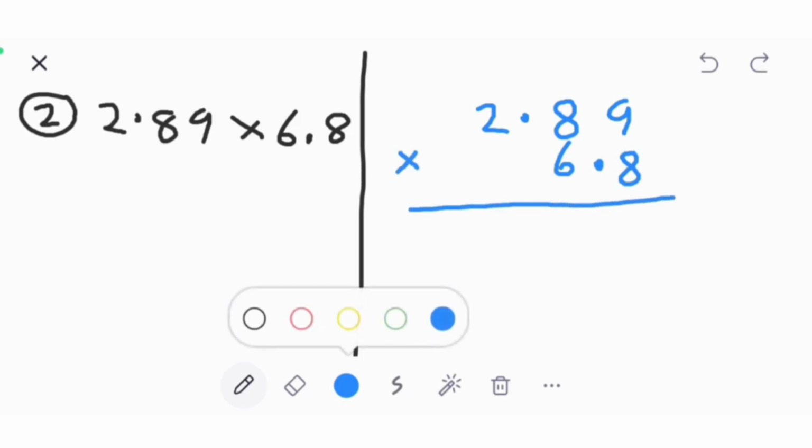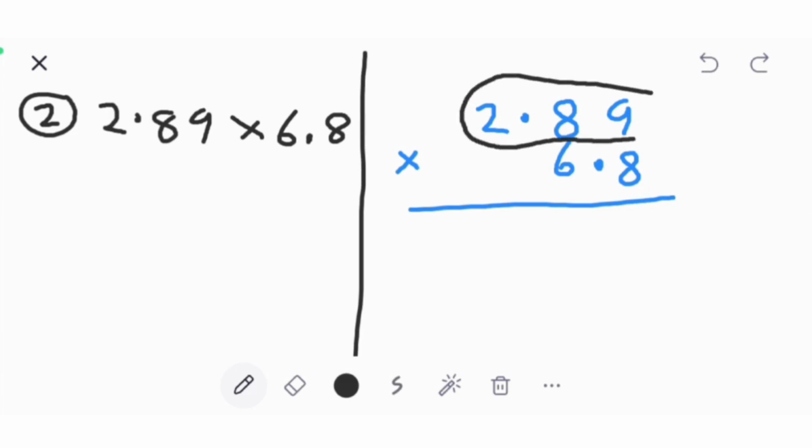Now, this 8 that I circled will multiply all the digits at the top that I circled. Let's do that quickly. You do 8 times 9, which is 72. You can't write down the full 72, no. So you write down 2. You put 7 on top of 8.